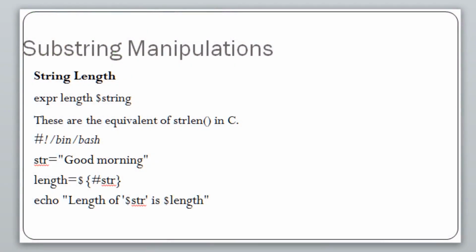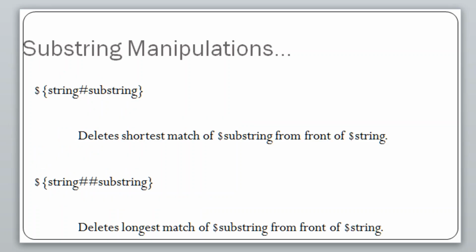Let's go back to our PowerPoint and look at some other tools we can use. We can also do string hash substring, which deletes the shortest match of the substring from the front of the string. We can also do string double hash substring, which deletes the longest match of the substring from the front of the string. The longest match of a substring means that if there is a string that has multiple characters that are the same, it's going to delete, in this case, the shortest one from the front. That's all that means.